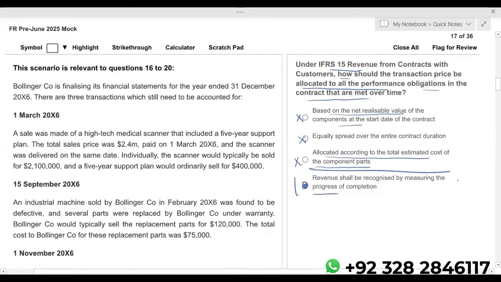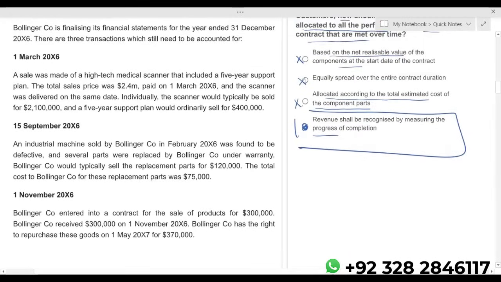This is revenue from contracts with customer. How should the transaction price be allocated to the performance obligations in a contract that are met over time? If the performance obligation is met over time, then you will be recognizing the revenue according to the progress you have made in each performance obligation. For example, if the work is 40% completed, then logically revenue should be recognized 40%. If work is 30% completed, then revenue should be recognized 30%. So the answer is delta.